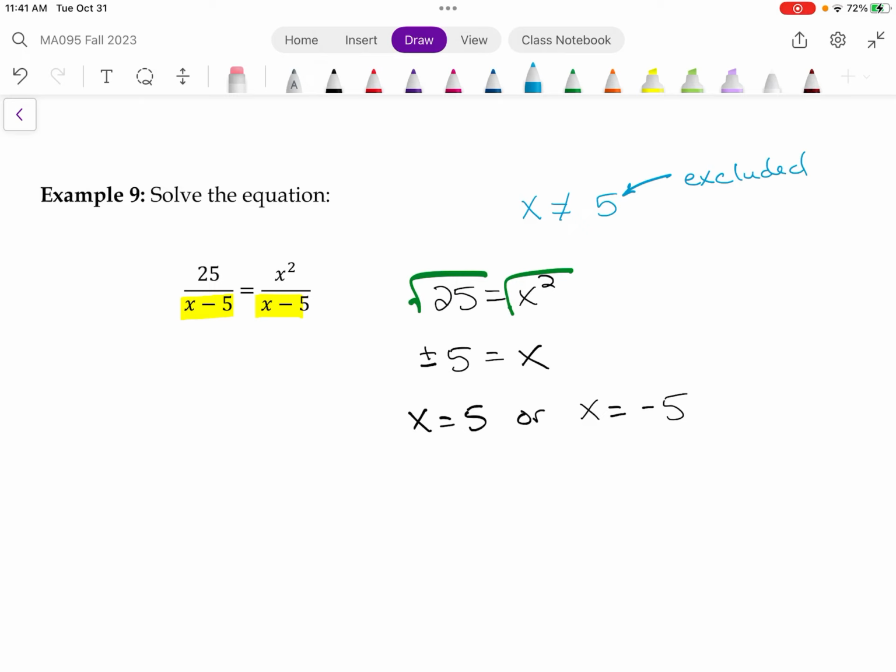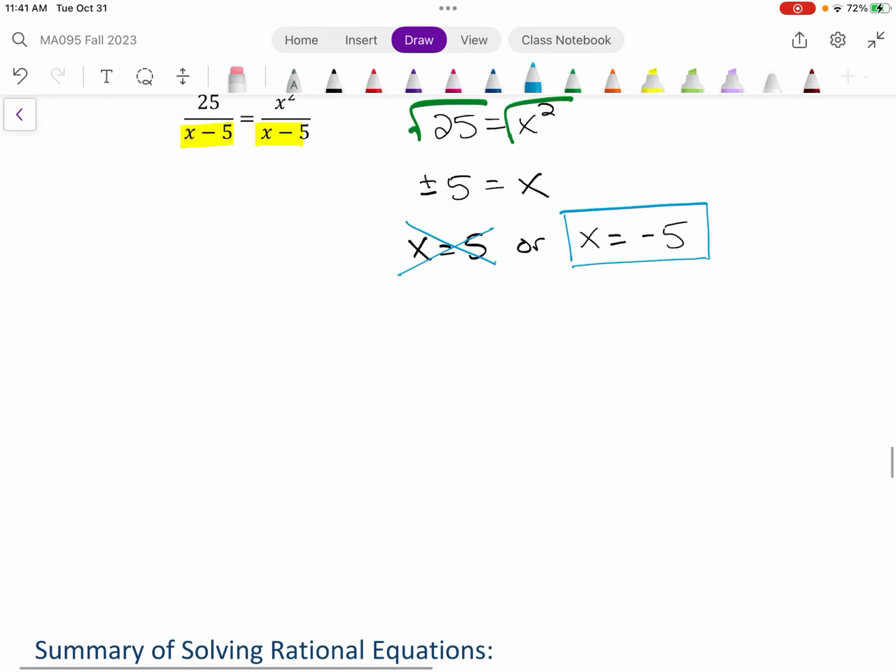5 is excluded, which means this is not a possible answer, and there is only one solution that works, and that's x equals negative 5. Okay, so sometimes you will have excluded answers, and you have to be aware of that. So be careful and think about, or maybe write down at the very beginning of the problem, what you know x cannot be, even if it's not asked for.